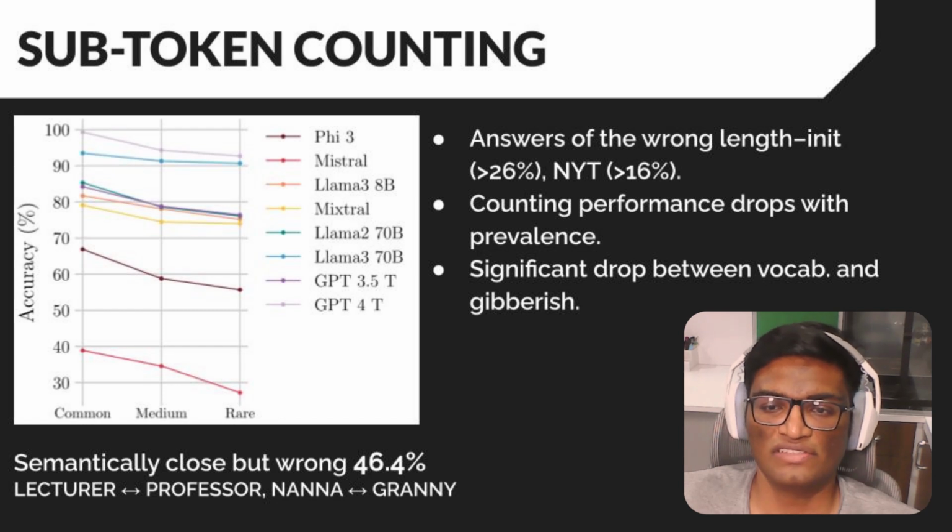The bulk of evidence points to the fact that these LLMs do not have a generalizable ability to perform subtoken counting. This is a major hindrance for crossword solving too, and even when the answer generated by the LLMs is semantically close, for example, lecturer versus professor, 46% of the time the answer is wrong owing to a length mismatch.